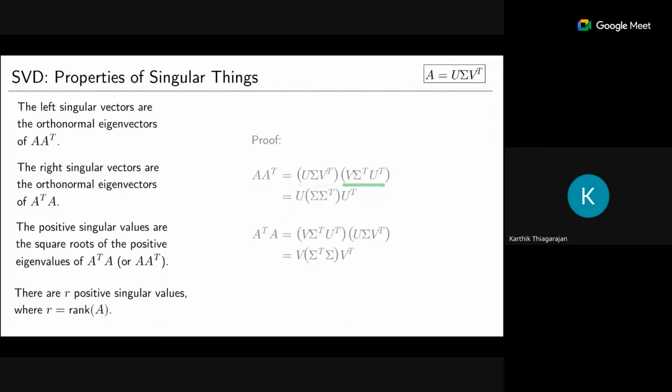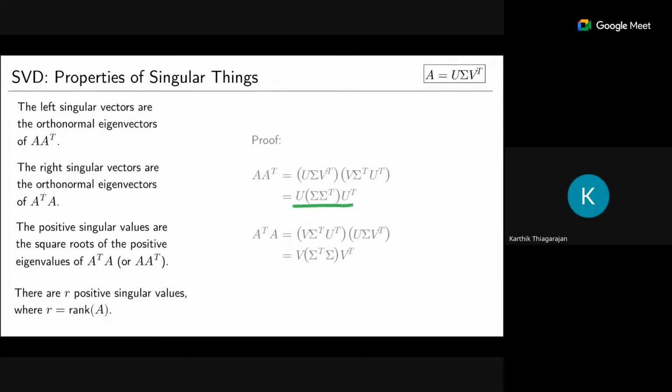This is A transpose. So U, some diagonal matrix, U transpose. V, some diagonal matrix, V transpose. So what is this for a symmetric matrix? What is this called? It is orthogonally diagonalized. Yeah, so this is the orthogonally diagonalized form.